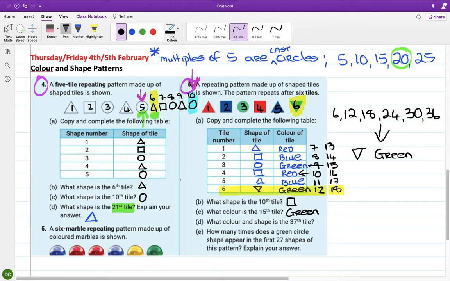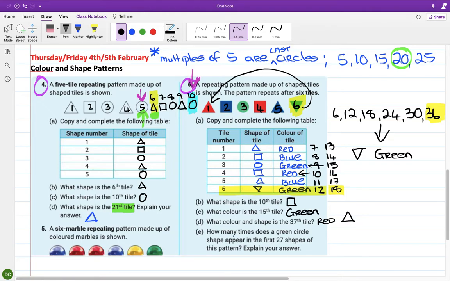Not to worry. So what colour is the 37th? Well, if we look here, the 36th is an upside down green triangle. So the 37th is right after that. And right after the upside down green triangle, we go back to the start. So colour and shape, it's going to be a red triangle.